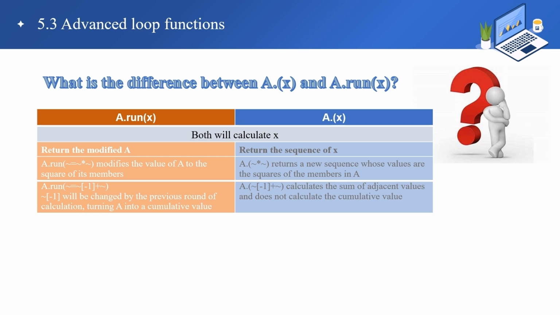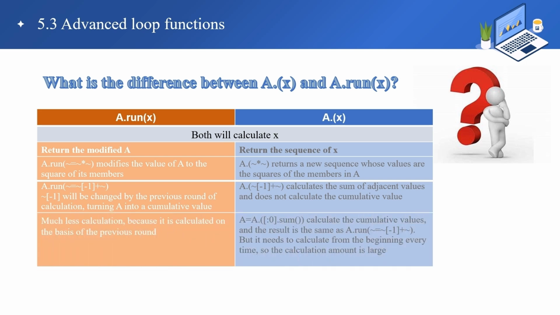But if we refer to adjacent members with the help of the square bracket symbol, the result will be different. For example, a.run tilde equals tilde minus 1 plus tilde will change a into a sequence of cumulative values. While a.tilde minus 1 plus tilde is different, it does not calculate the cumulative value, but only the sum of adjacent values. Because a new sequence will be generated in the latter, and tilde minus 1 and tilde are all of the original sequence a, which will not be changed in the calculation process. However, the former does not produce a new sequence in the calculation process, and tilde minus 1 will be changed by the last round of calculation, resulting in the effect of cumulative value.